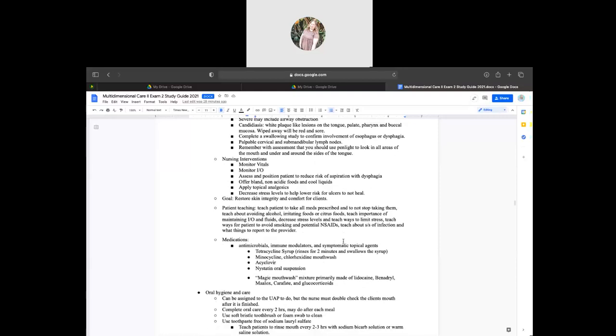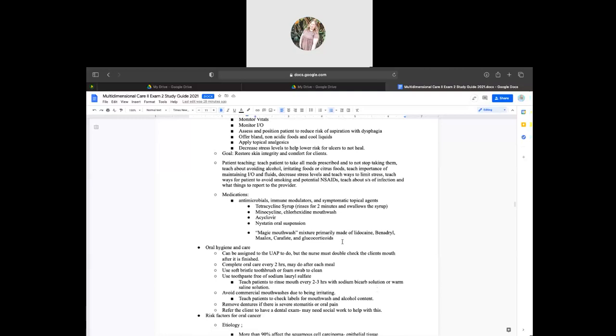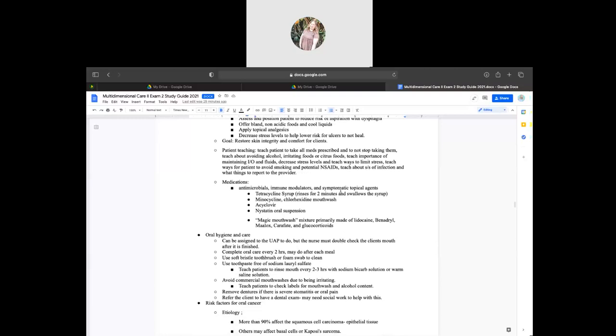Some patient teaching we need to do is we need to teach them to adhere to all medications, do not stop taking them, and teach about foods to avoid. Remember, no alcohol, irritating foods, or citrus. We need to teach the importance of maintaining intake and output and fluids, teach ways to decrease stress, teach ways to avoid smoking and NSAIDs, because NSAIDs can be irritating, and teach about signs and symptoms of infection and what things to report, because if there is an infection and it is occurring more rapidly and is systemic, we need to report that, because that could be a problem.